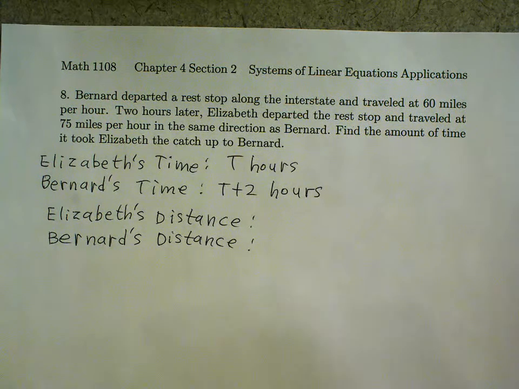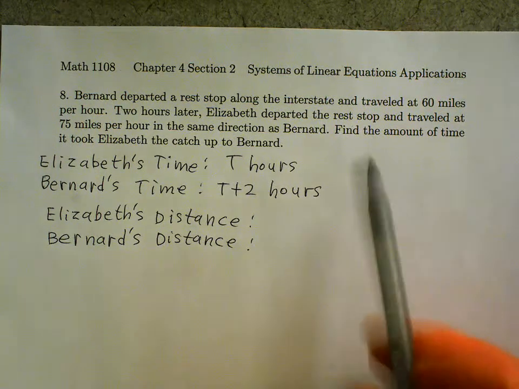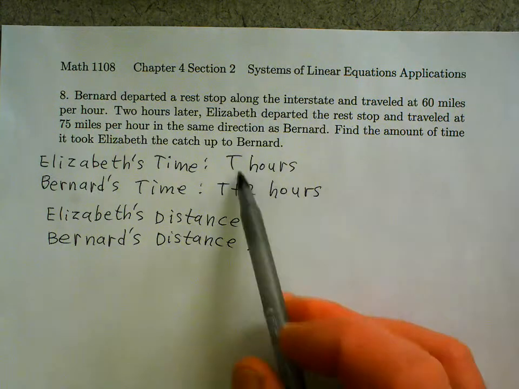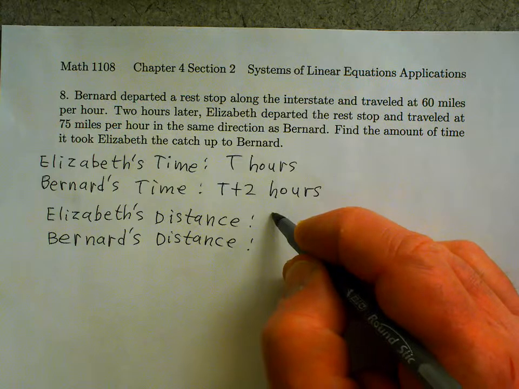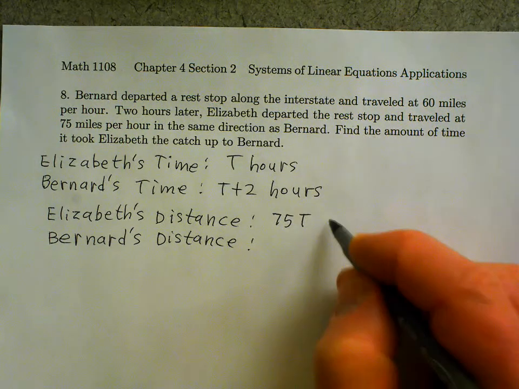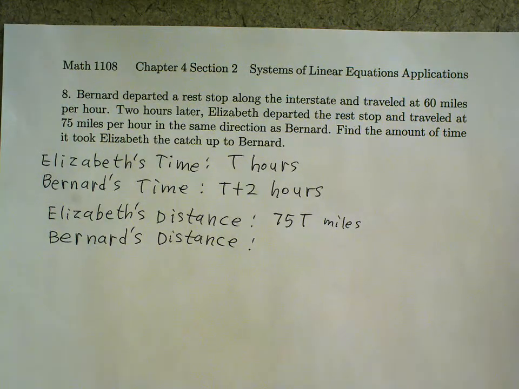And then their distances are the same. So Elizabeth's distance is her rate times time. Elizabeth's rate is 75 miles per hour, for T hours. So 75 times T miles, because miles per hour times hours simplifies to miles, right?